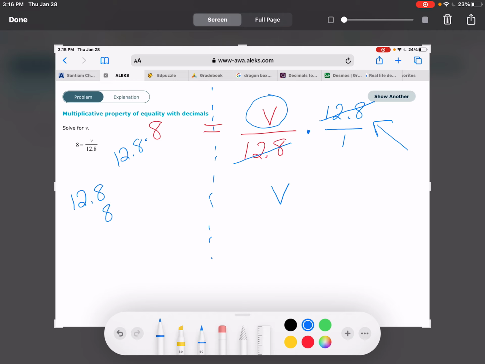Now I just need to do the math. 12.8 times 8. That's 64. Carry the 6. 16, 17, 18, 19, 20, 21, 22. Carry a 2. 8 times 1 is 8. 9, 10. And because I have one decimal place right there, 0.8 is 1, I'm going to move my decimal into there and get 102.4 equals v. So my answer, I can flip that around if I want to and just say that v equals 102.4.